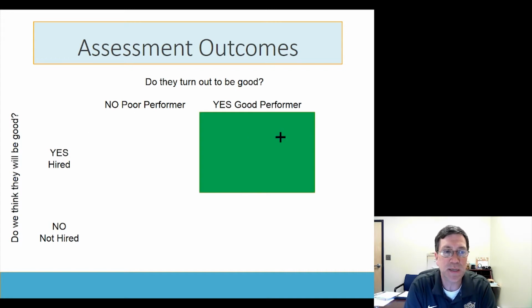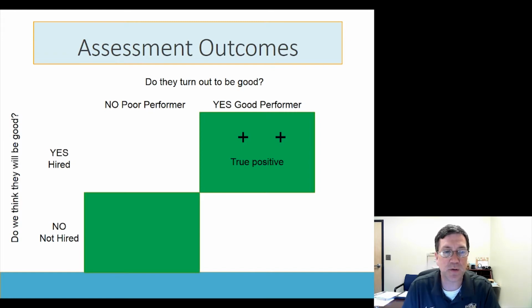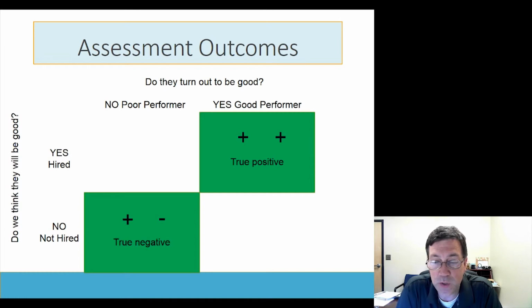One of the outcomes is that we think they're going to be good and they turn out to be good. So it is what we call a true positive. We thought it would work and it did work. We were positive about them, or we thought it would be positive, it turned out to be positive. So true positive. Another outcome is we thought that they would be a negative employee or a poor employee, and we saw that they actually were a poor performer. So our estimate that they would be bad turned out to be right. So we thought it was going to be negative, it turned out to be negative. It was a true negative.